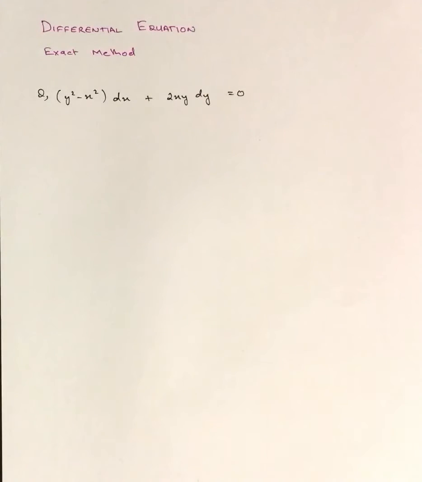There are two terms in this equation, a term with dx and a term with dy. Let's call the term with dx M, and let's call the term with dy N. We already know that M and N are functions which are already differentiated with respect to x and y respectively. That means M is equal to the partial differential of a function with respect to x, and N is equal to the partial differential of a function with respect to y.